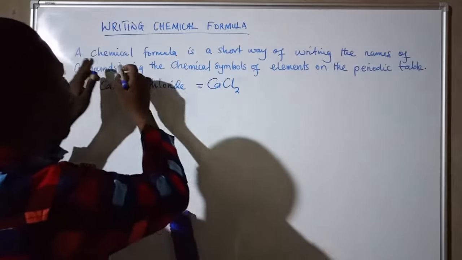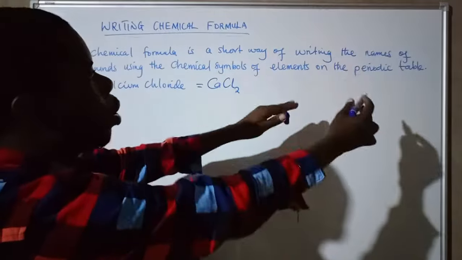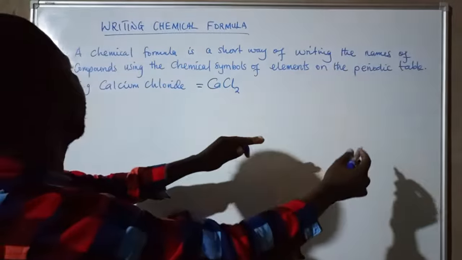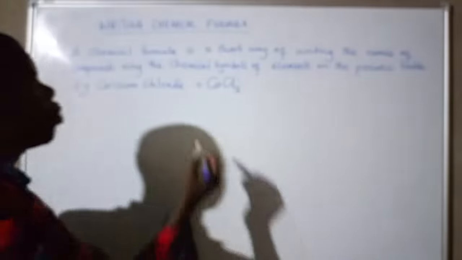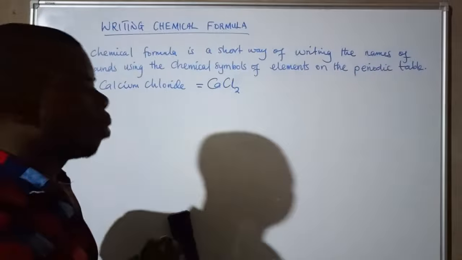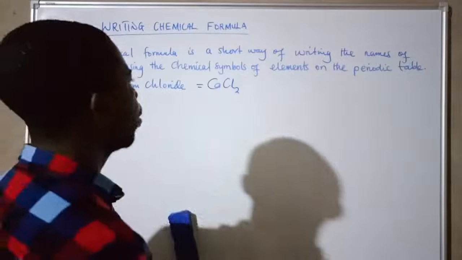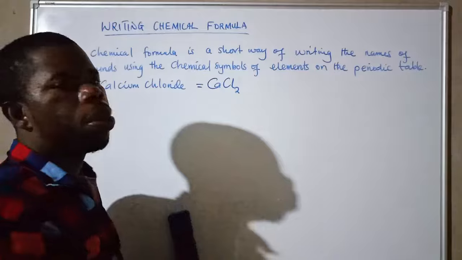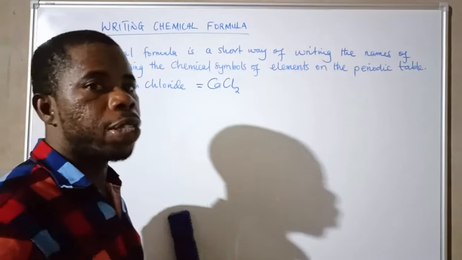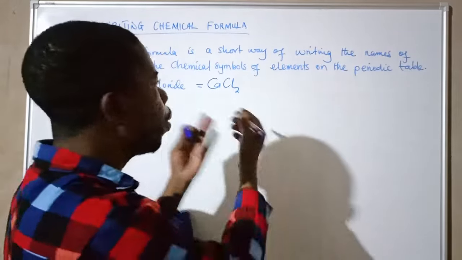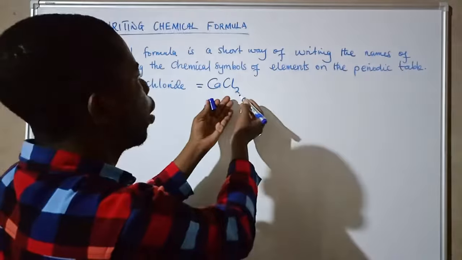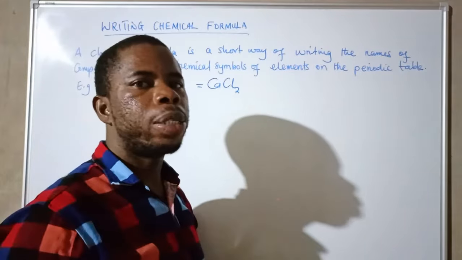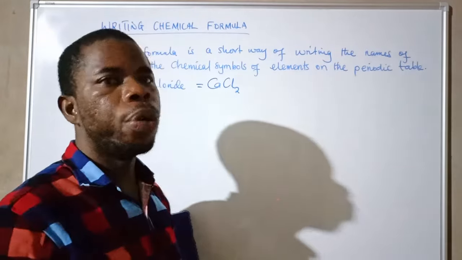Hence the definition: a chemical formula is a short way of writing the names of compounds using the chemical symbols of elements on the periodic table. These symbols I've used here are gotten from the periodic table. In this one, you might be wondering where the two is coming from. That is the skill you are going to acquire today, and by the end of this lesson, you will understand where this two came from. So pay particular attention as I continue explaining.